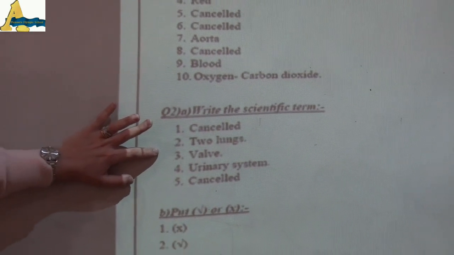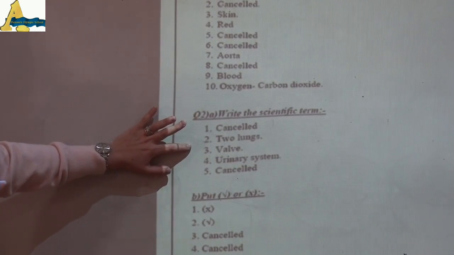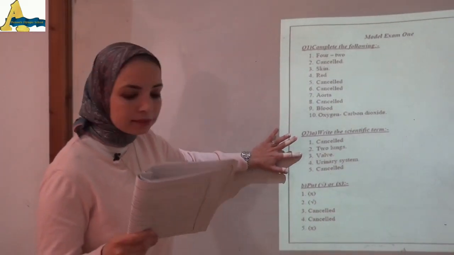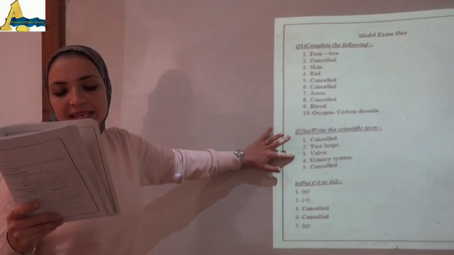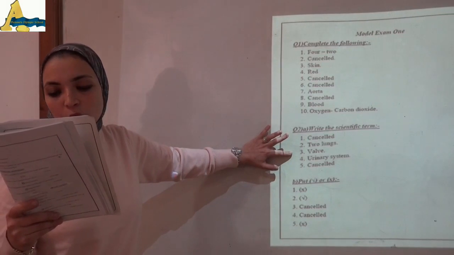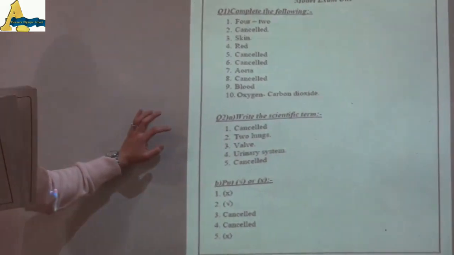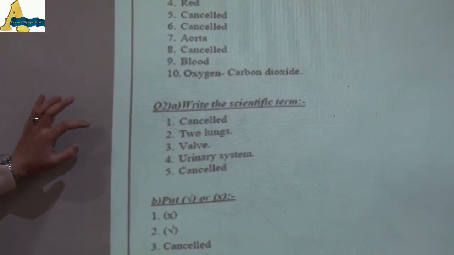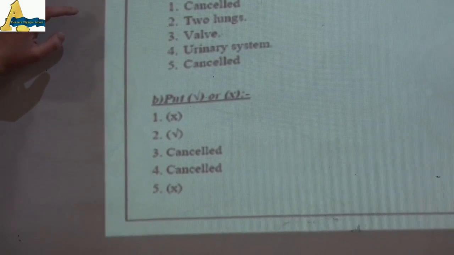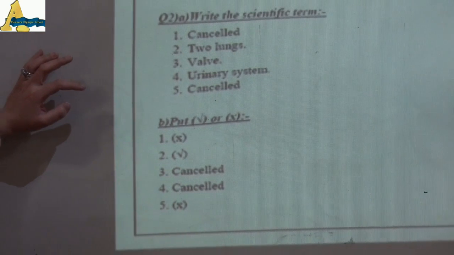It allows the blood to pass in one direction from atrium to ventricle and not in the opposite direction. It acts as a one-way door. It is the valve. The system that clarifies blood from uric acid, urea, and excess salt and water is the urinary system. B. Put right or wrong. The digestive system consists of 2 kidneys, 2 ureters, and urinary bladder. Of course, wrong. It's the urinary system.